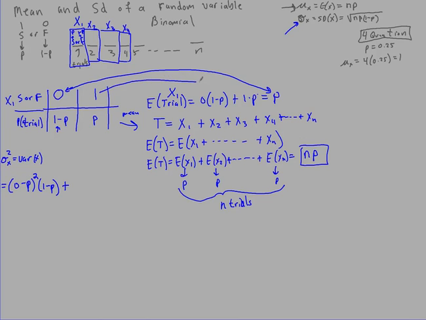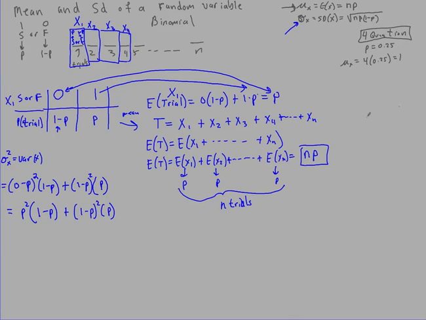how far 1 is from p. So that would be 1 minus p, and then I need to square this to get rid of the negative. There's 1 there, and then I turn around and multiply that by p. So now I'm going to reduce this a little bit. I have 0 minus p, which is minus p, squared, which is p squared, times 1 minus p, plus 1 minus p squared times p.